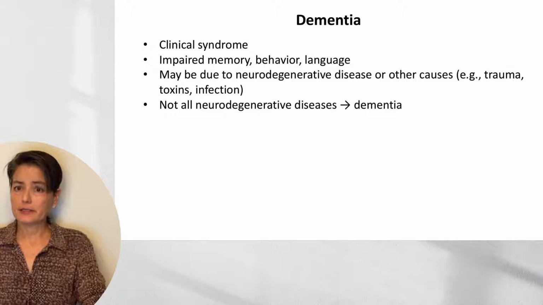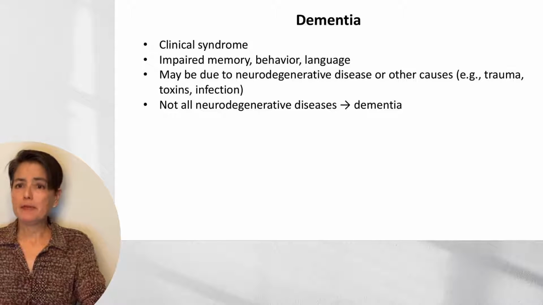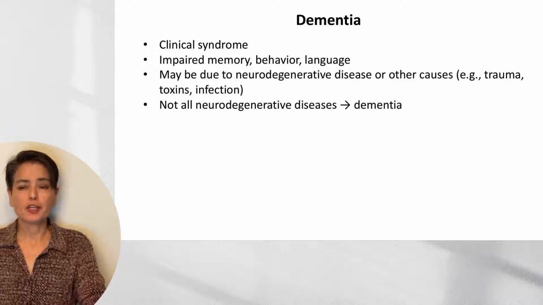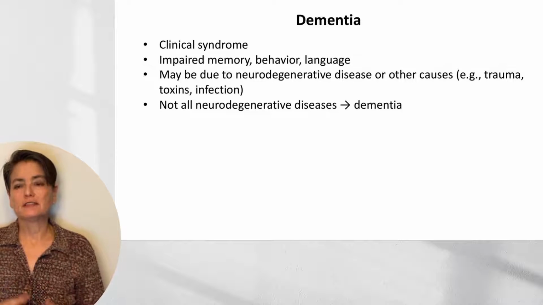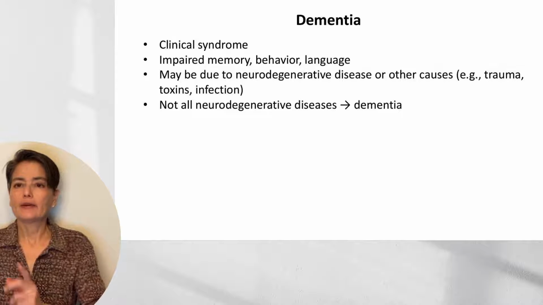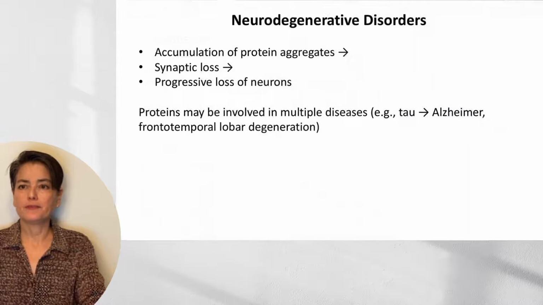So dementia is a clinical syndrome characterized by impaired memory, changes in behavior, and perhaps loss of language skills. Dementia may be due to neurodegenerative disease, but there can also be other causes such as trauma, toxins, or infection. Furthermore, not all neurodegenerative diseases lead to dementia. So break that link when you think about this, that neurodegenerative disease is associated with dementia. And I'll explain some of the ways in which neurodegenerative diseases can manifest.